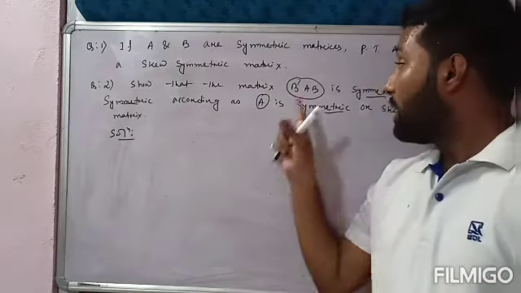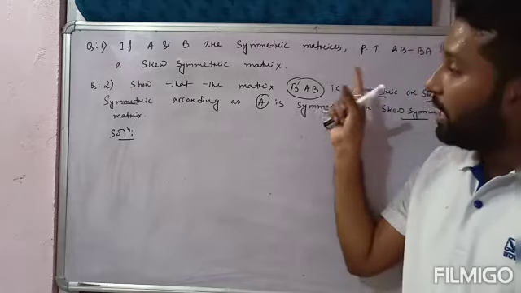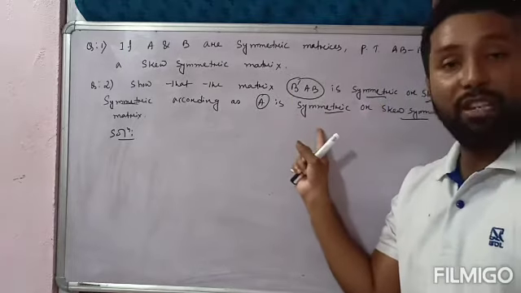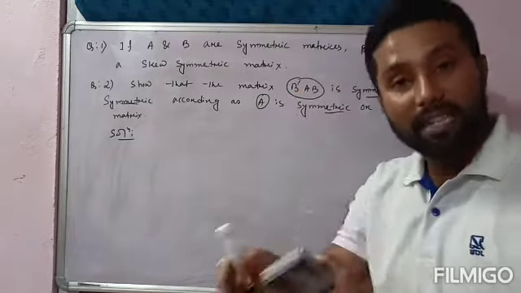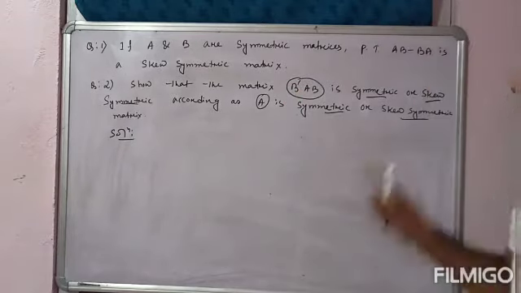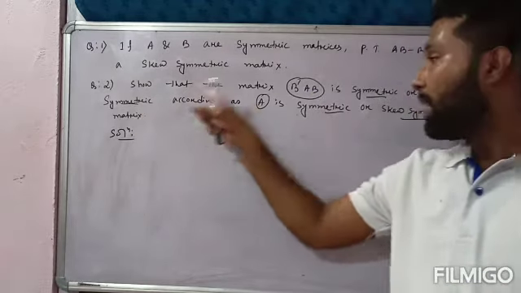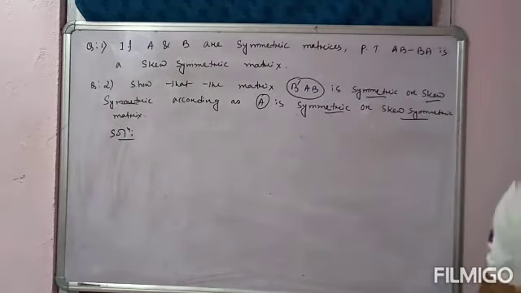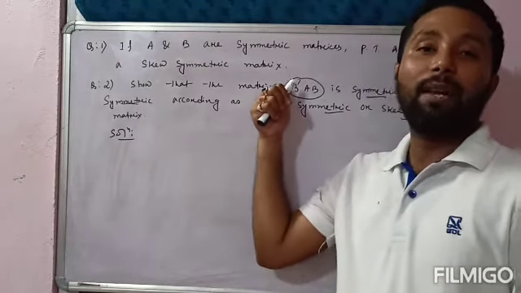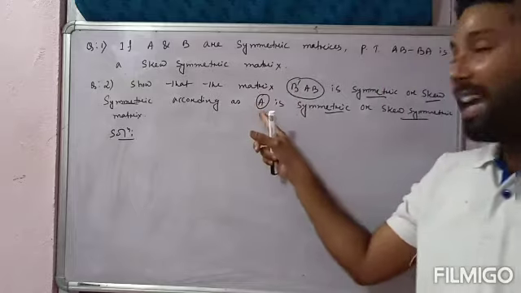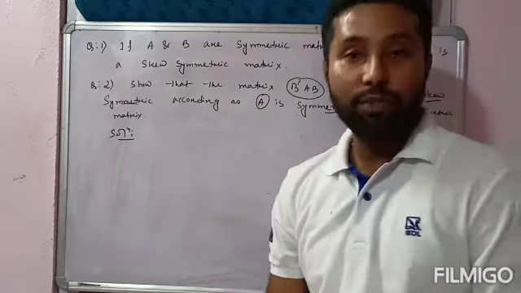Okay, so B transpose AB is symmetric. Symmetric कब होगा? If A is symmetric. अगर A symmetric है तो B transpose AB भी symmetric होगा. और B transpose AB is a skew symmetric if A is a skew symmetric, which means if A is symmetric, then this matrix is symmetric. If A is a skew symmetric, then this matrix is also a skew symmetric matrix.